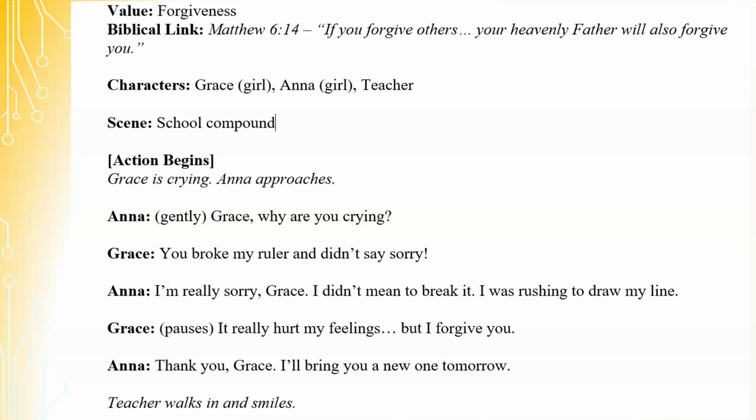So the story starts with a scene, which is the school compound. And the action begins with Grace crying. And then eventually Anna approaches Grace. Anna calls, Grace, why are you crying? And then, of course, Grace breaks out and says, you broke my ruler and didn't say sorry. And now Anna says, I am sorry, Grace.